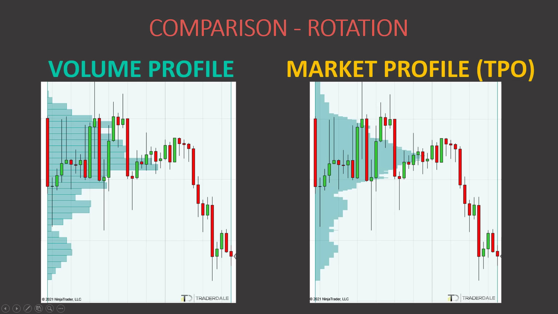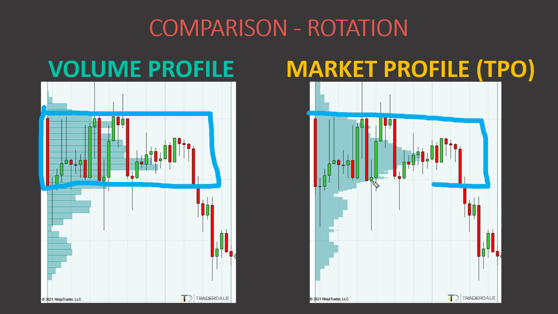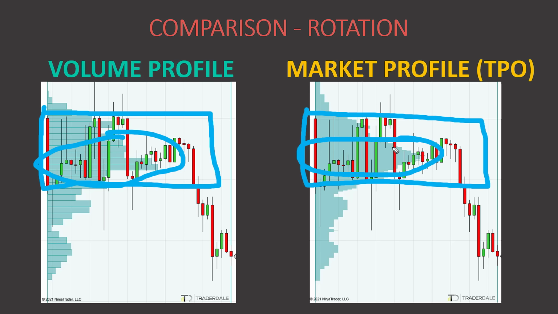When there is a rotation, there's not really too much difference between volume profile and market profile. In a rotation, candles overlap, and the market profile is pretty detailed, as you can see in here, and you are able to spot the place where the heaviest volumes were traded. So when there is a rotation, volume profile and market profile will show you very similar results.